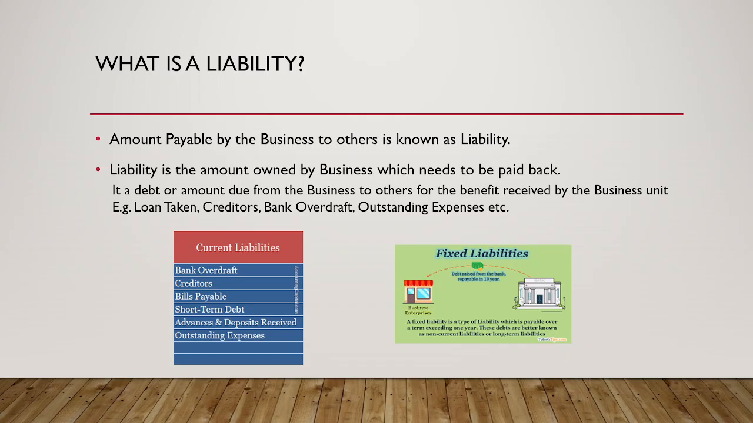Okay. Now fixed liabilities. What are fixed liabilities? A fixed liability is a type of liability which is payable over a term exceeding 1 year. For example, you have taken a bank loan. Suppose you have taken a 10 lakh rupees loan from the bank and you have to make the payment in the next 5 years. So that is a liability. And this liability should be booked in the books of accounts.